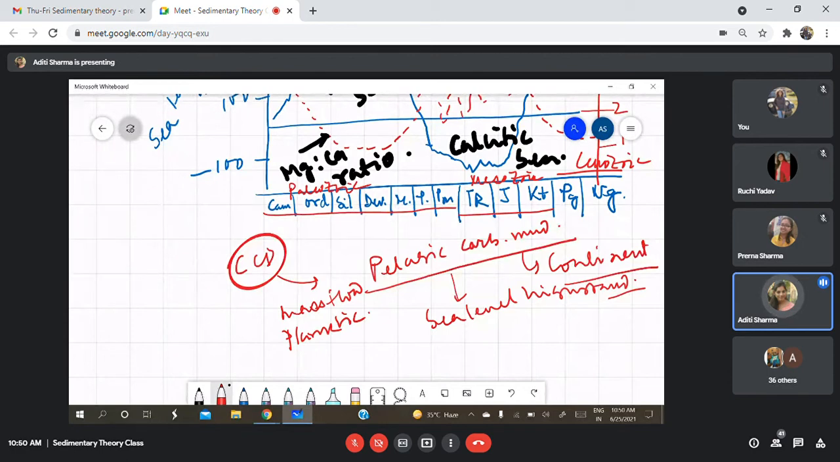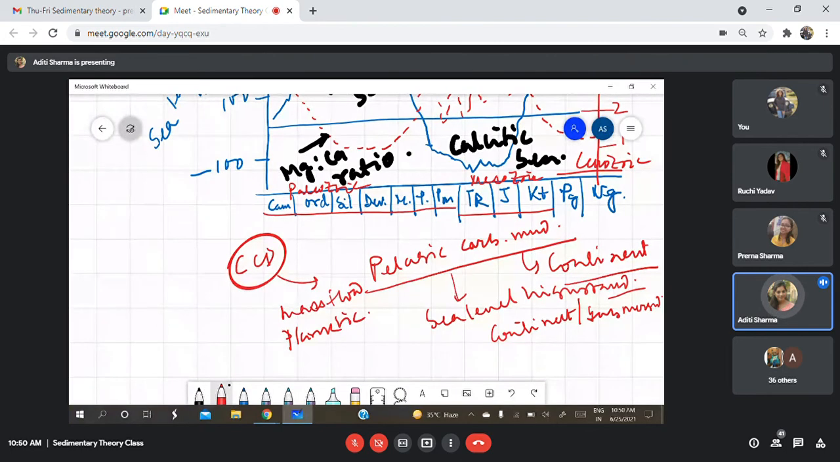That a large part of the continent gets submerged. And thereby the pelagic condition can happen to the fringe part of the continent where it is submerged because of the high sea level stand. And we can get the pelagic mud right onto the continent.